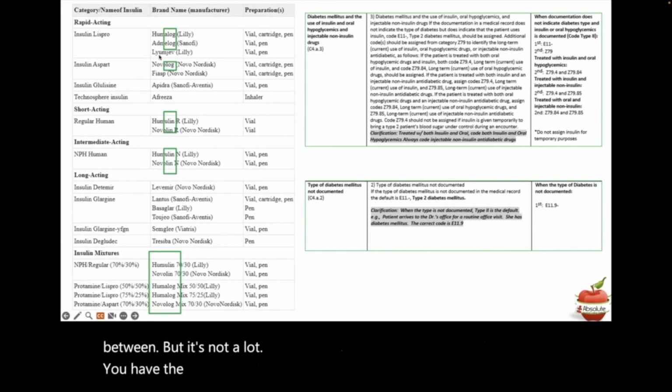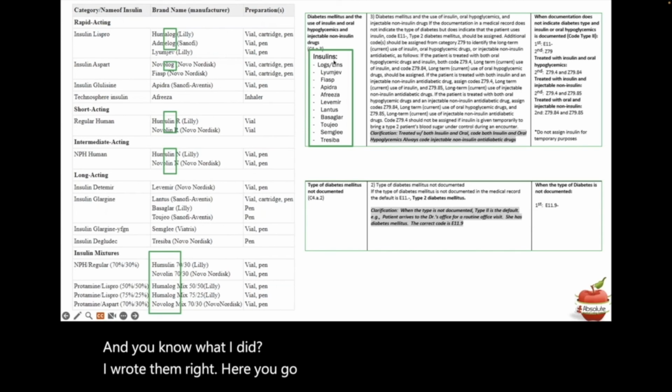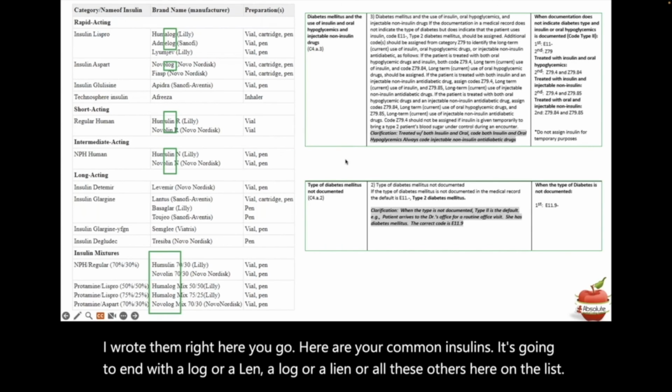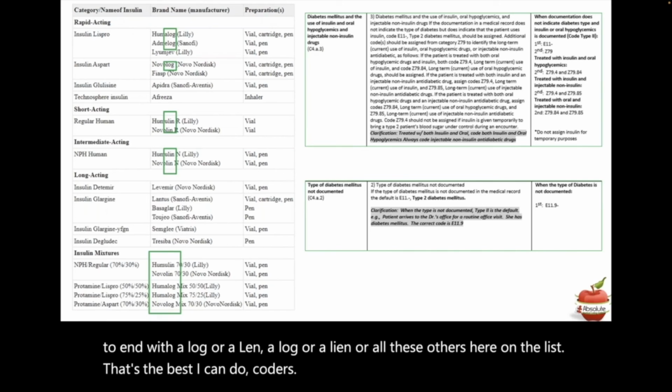You have Fiasp, Lyumjev, Apidra, Afrezza, Levemir, Lantus, Basaglar, Toujeo, Semglee, Tresiba. And you know what I did? I wrote them right here. Here you go. Here are your common insulins. It's going to end with a log or a lin, or all these others here on the list. That's the best I can do, coders. It's not that big either, right?